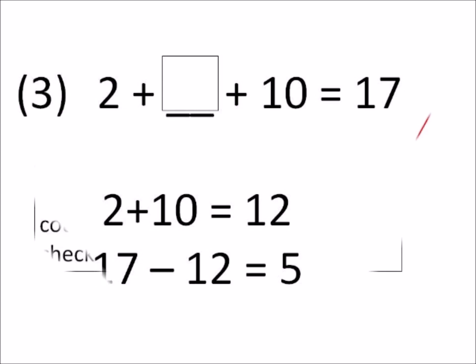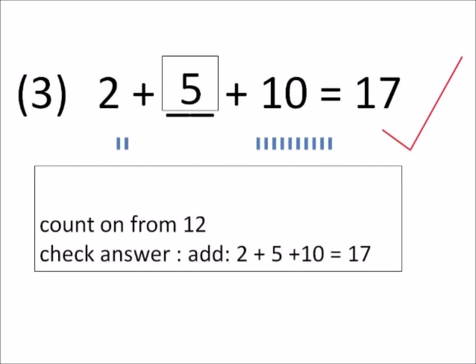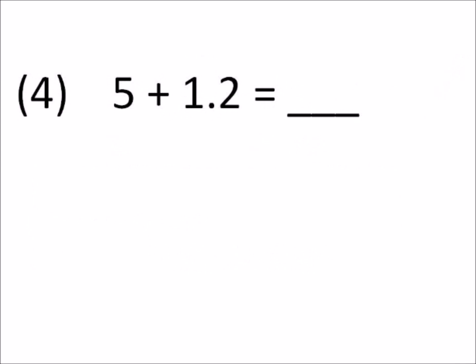But students who are a bit more challenged, they could add the 10 and the 2 and get 12. Count on from the 12 to 17. So they count on from 12, they get 13, 14, 15, 16, 17, 5 steps. And then check your answer. 2 plus 5 plus 10 must be equal to the answer, which is 17. And then you know that 5 is correct. Number 4.